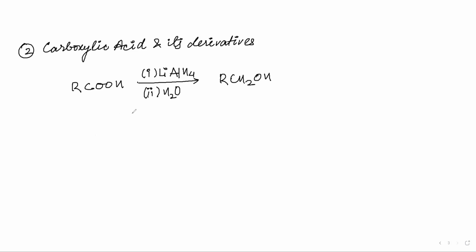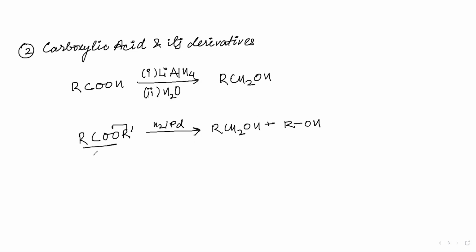The next reaction is for esters. If I take, for example, an ester, RCOOR', and react this with H2 in the presence of Pd as catalyst, it gives RCH2OH. The OR' gains another hydrogen and becomes R'OH. So RCH2OH and R'OH, two different alcohols. Now wait a second. You have to remember just this table.